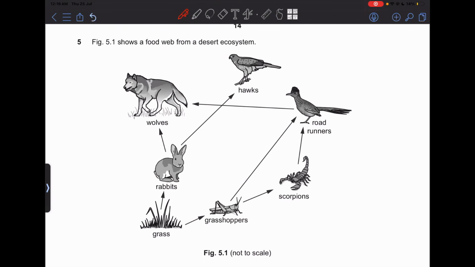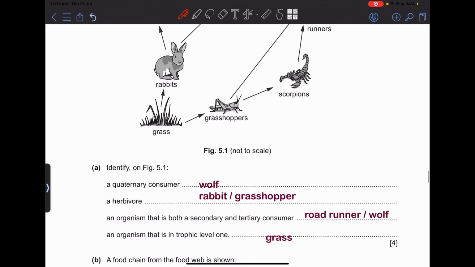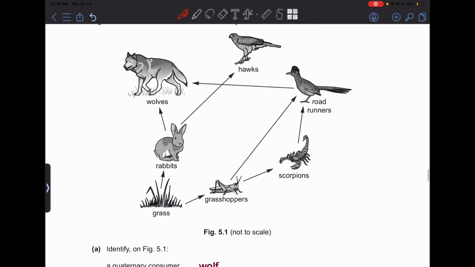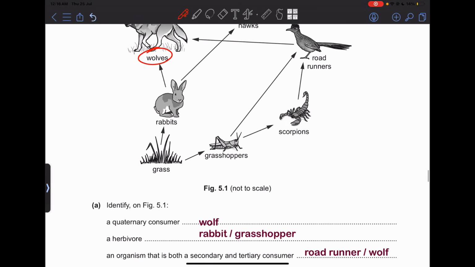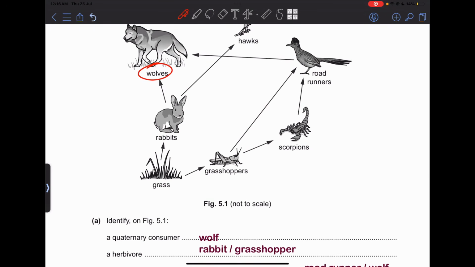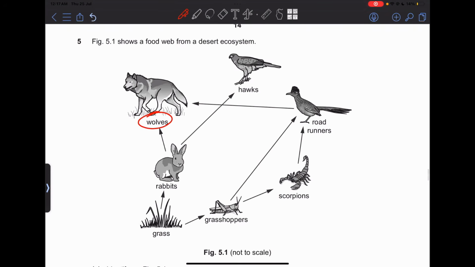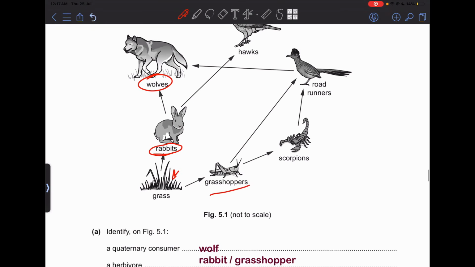Figure 5.1 shows a food web from a desert ecosystem. A says identify on figure 5.1 a quaternary consumer. This is actually the wolf. A herbivore means it only eats vegetables or herbs. This is actually the rabbit. It doesn't eat anything other than grass. So this is the rabbit or grasshoppers.